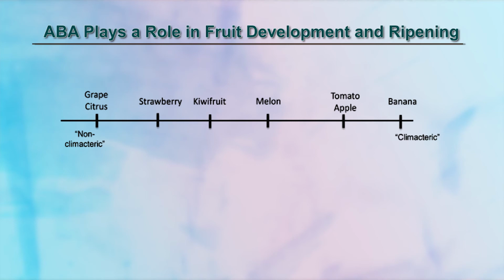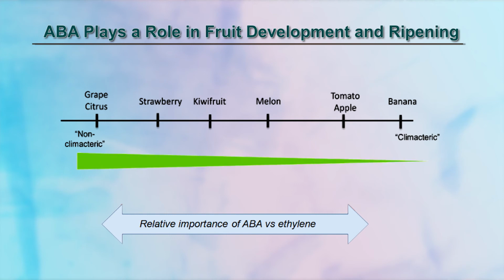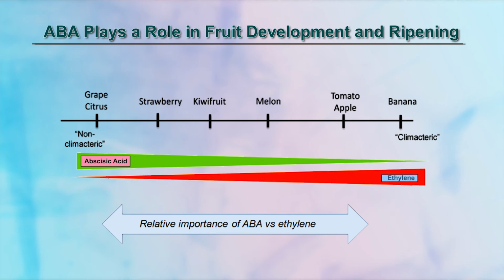Now, fruits can be classified as non-climacteric or climacteric. For non-climacteric fruits, ABA plays the deciding role in ripening, such as in grapes and citrus fruits. For the climacteric fruit, the role of ripening goes to ethylene.